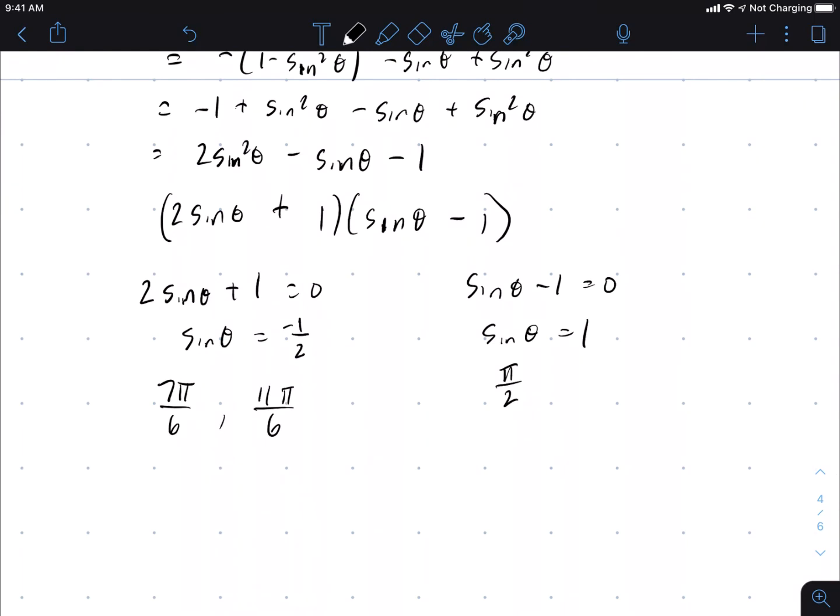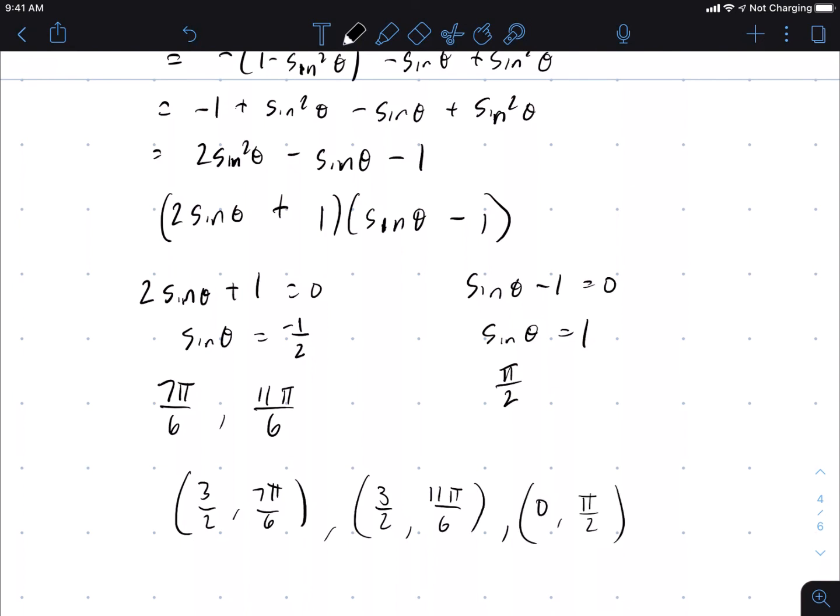Makes sense. Okay, so all our values are going to be 3 over 2 and 7 pi over 6, 3 over 2 and 11 pi over 6, and our last one's going to be 0 and pi over 2. And again, this is in r and theta systems where we have our vertical tangents. Seem doable? Yes. Okay. All right, next problem.